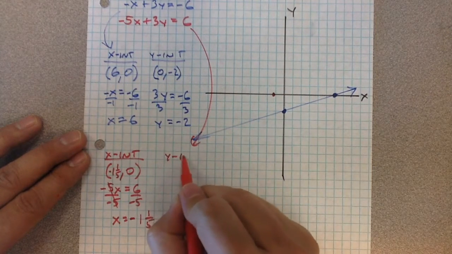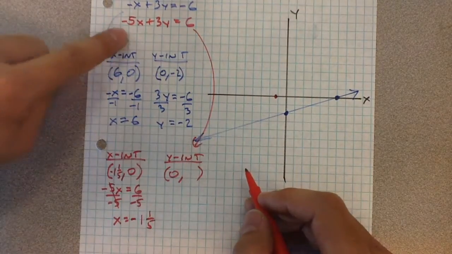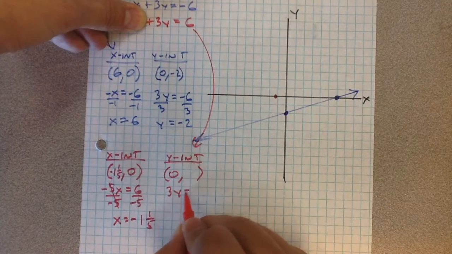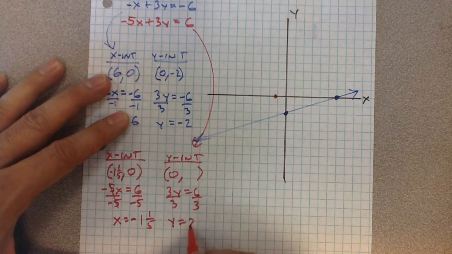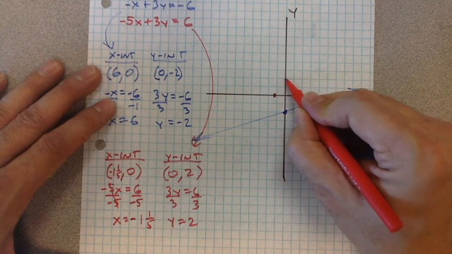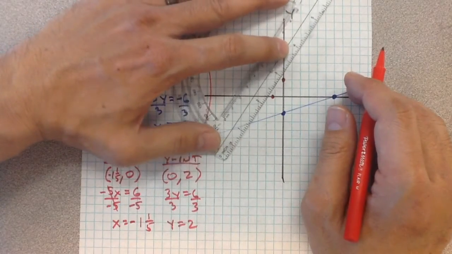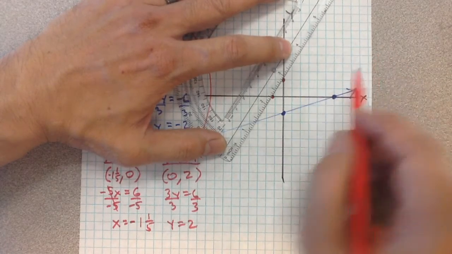All right, let's try the y-intercept. Plug a 0 in for x. -5x will disappear because of the 0. We get 3y equals 6. So when I divide both sides by 3, I get y equals 2. All right, so we get a y-intercept of (0, 2), which goes right there. So when I graph that one, it's going to look like this.